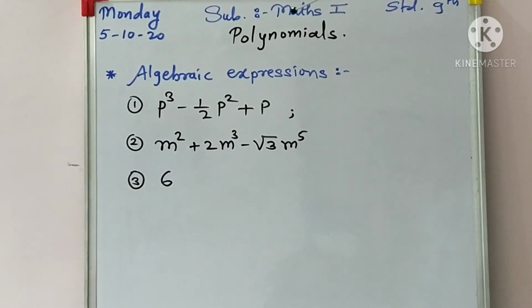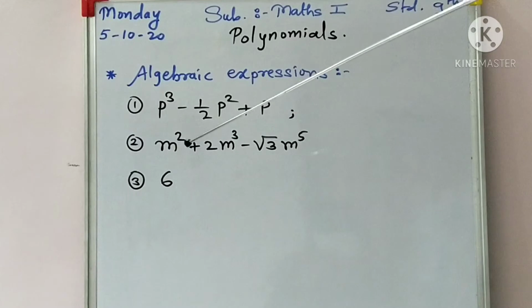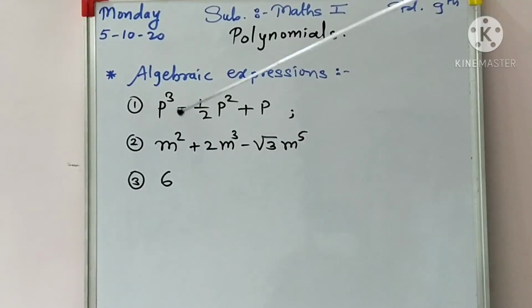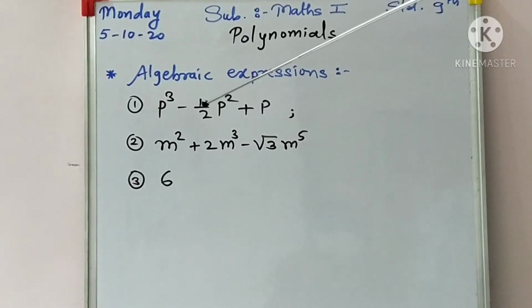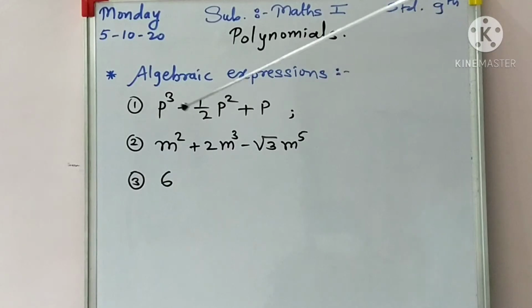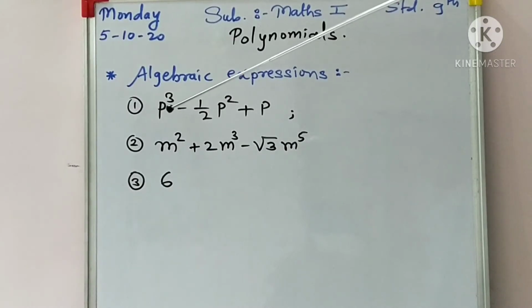So as you are observing on the board, here I have written down some examples of algebraic expressions. The first one is p raised to power 3, means p cube, minus 1 upon 2 p square plus p. That is the first algebraic expression. So here in this first expression, p is known as what?